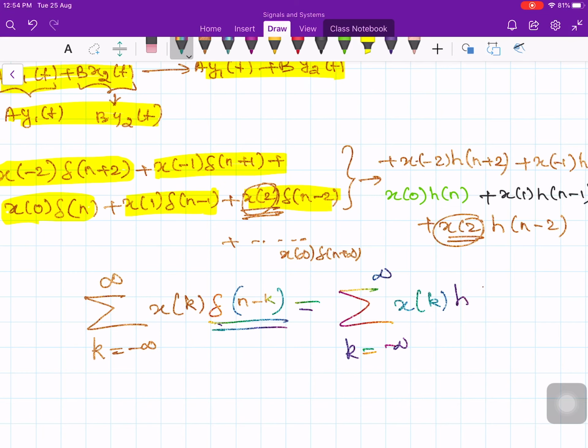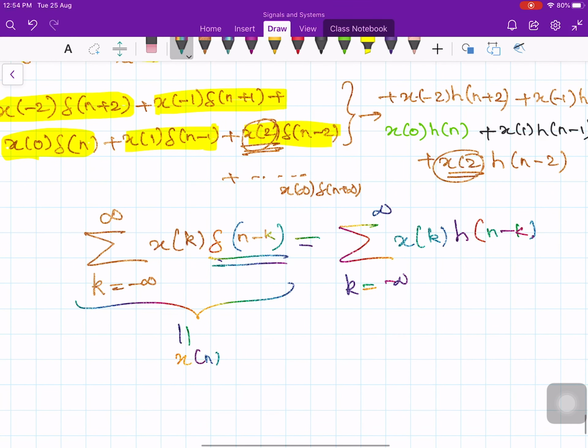Now recall from your previous lecture, what is this? This is the same as x of n. This I already discussed in the previous lecture, please go through. So this is nothing but x of n. This is not an equal sign, it gives rise to, I am sorry.